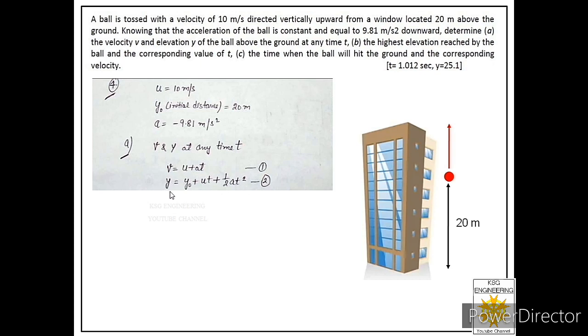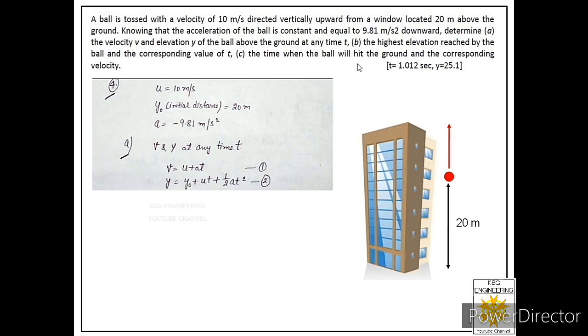Over here we are replacing s with y because distance is traveled along y direction, and in this case the initial distance of the ball is also given because the ball is thrown from a window which is 20 meters from the ground. So we have added y naught in this equation, that is the initial distance of the ball from the ground. So this is the answer to the first part, that is the equation of velocity and elevation y of the ball at any time t.